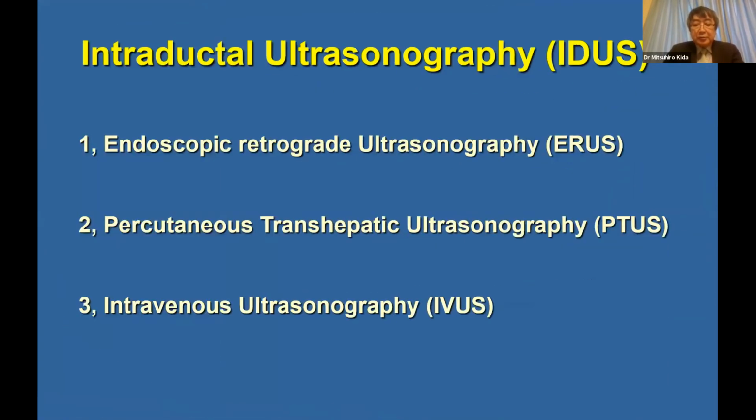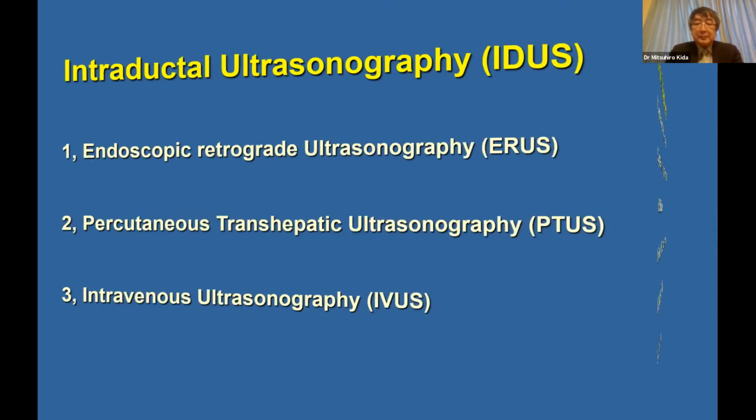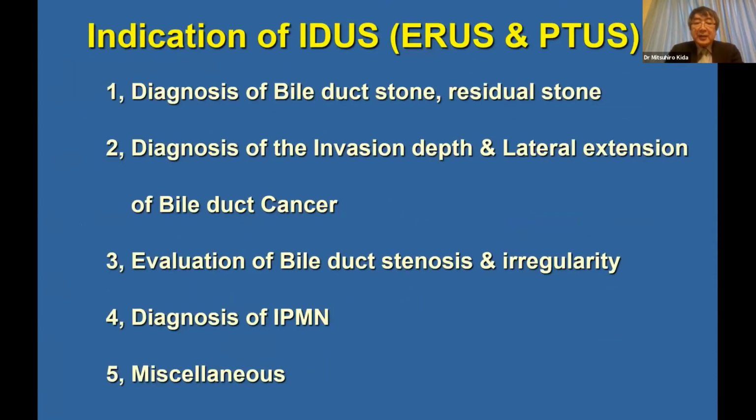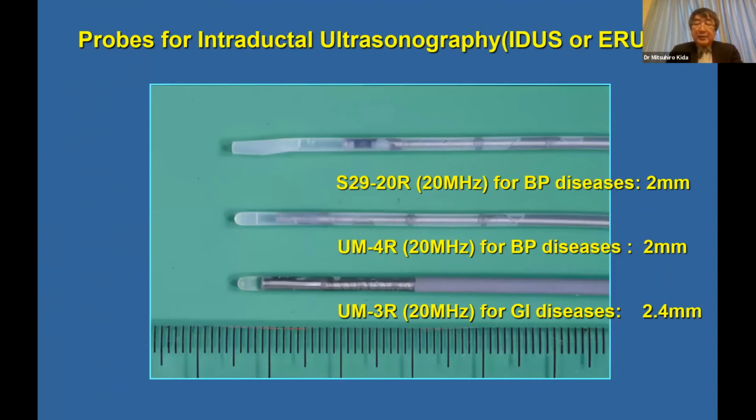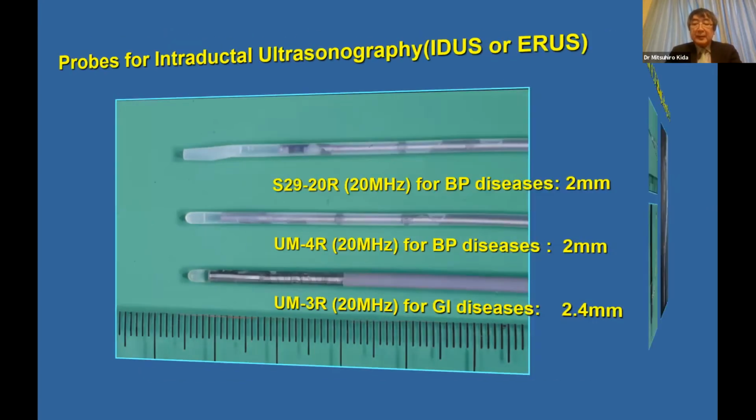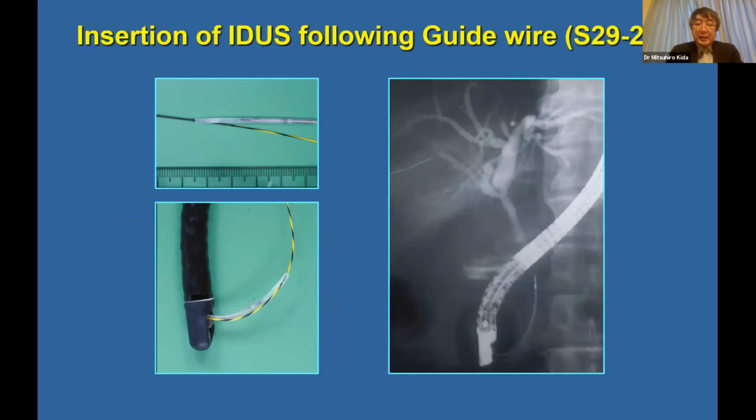I will talk about the role of IDUS for pancreatobiliary disease today. There are several routes to do the IDUS: ERCP route, PTCD route, intravenous route. This is the indication of the IDUS: diagnosis of bile duct stone, especially the residual stone; diagnosis of the cancer depth and the lateral extension of bile duct cancer; and also the evaluation of bile duct irregularity and diagnosis of the IPMN. The IDUS probe has a 20 megahertz transducer and is 2 millimeters in diameter, thinner than the probe for the GI tract. Using a guide wire, it is practicable to insert the IDUS probe into the intrahepatic duct as you like.